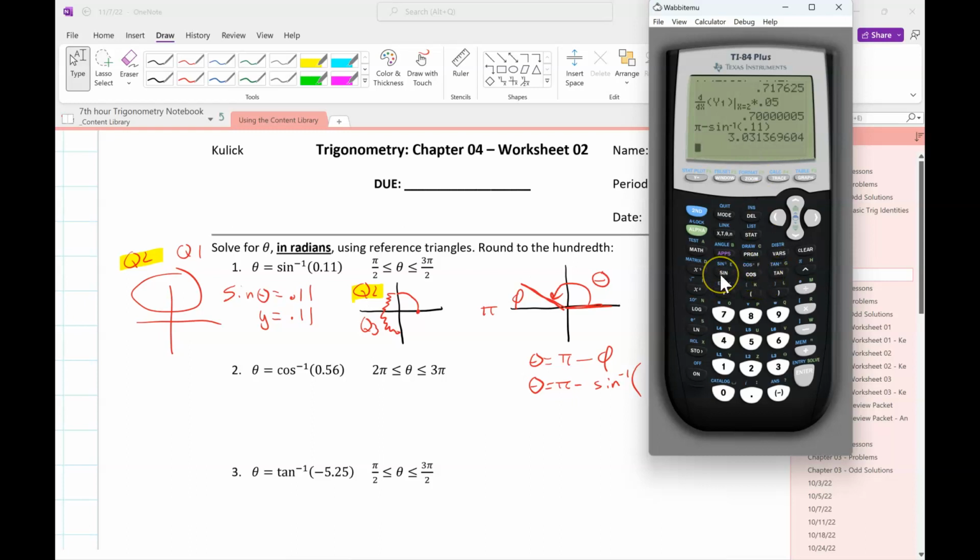Just FYI, we can check that. If I do sine of that, I should get back 0.11, which I did. And that 3.03 should be between pi over 2 and 3 pi over 2. So it's definitely bigger than that one, and definitely smaller than this one. So I'm satisfied that I have the correct answer because it satisfies both this part and this part. Does that help? Yeah.